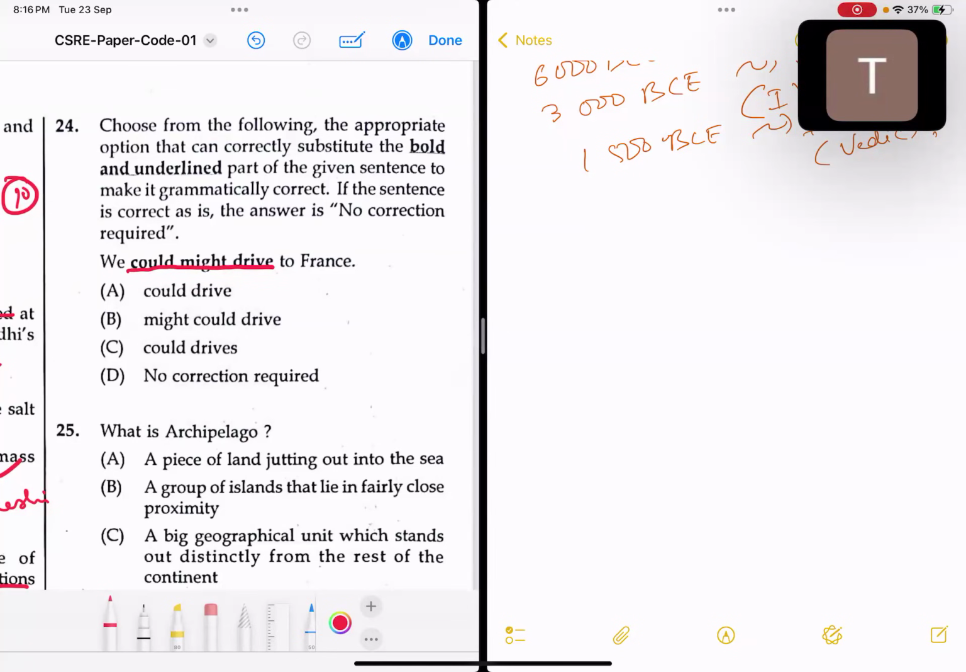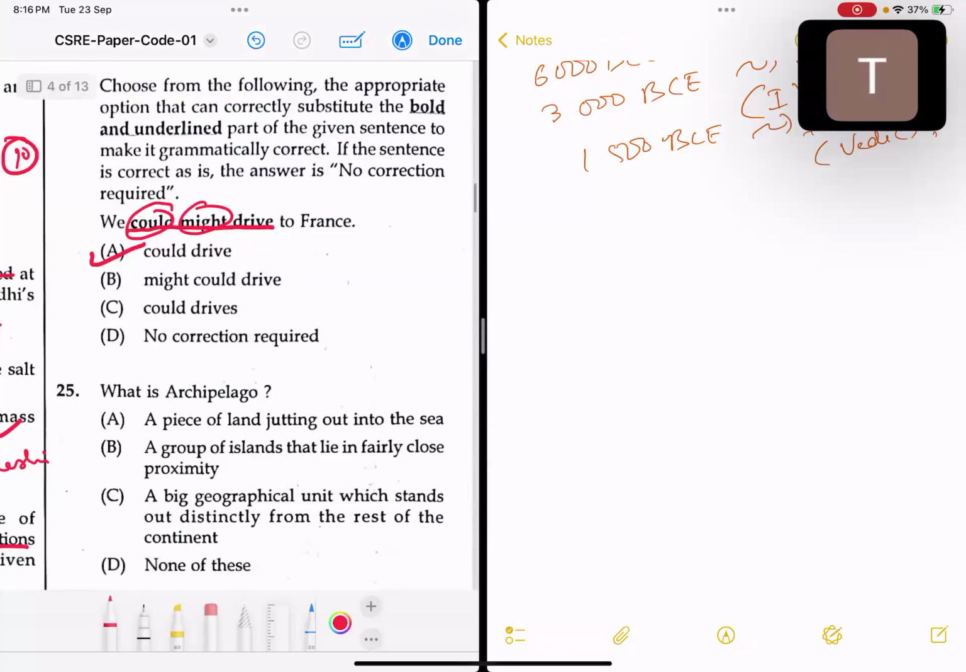Now, in a sentence, we cannot use both could and might at the same time, right? That's not how it should be, either one or the other. So we'll just do a trial and error method and see that option A is correct. If we use option A, it would be, we could drive to France, right? So when it comes to grammar questions, you can just do a trial and error method. You just see if the sentence makes sense.